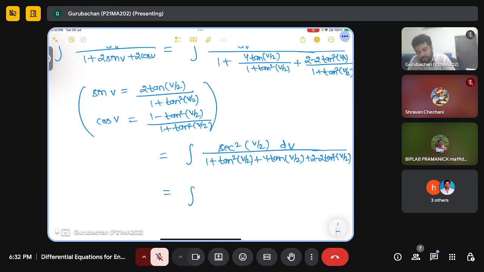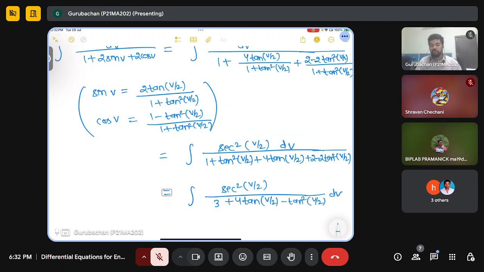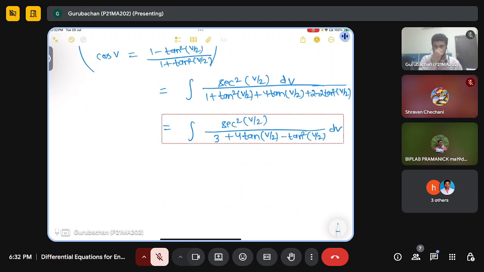So let's simplify a little. So this will give you 3 plus 4 tan v by 2 minus tan square v by 2 dv. Is it correct till now?